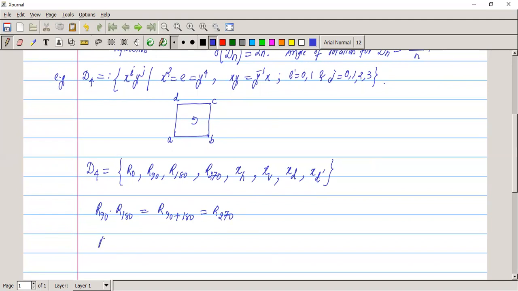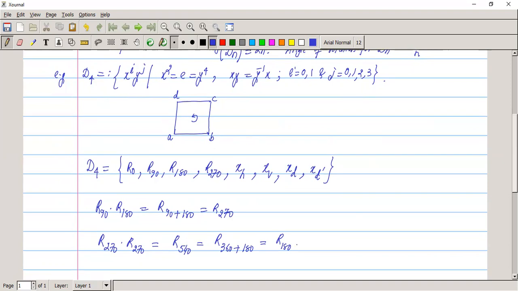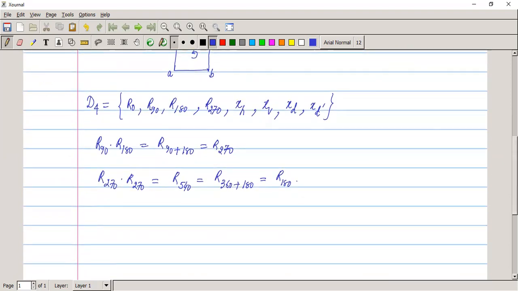And similarly, suppose the rotation 270 degrees is composed with a rotation of 270 degrees, this will in total give us a rotation of 540 degrees. But since a rotation of 360 is an identity rotation, so it is 360 degrees plus 180. Now a 360 degree rotation means a 0 degree rotation, so this 270 when composed with 270 gives a rotation of 180 degrees. So this is how we compose the elements of D4.